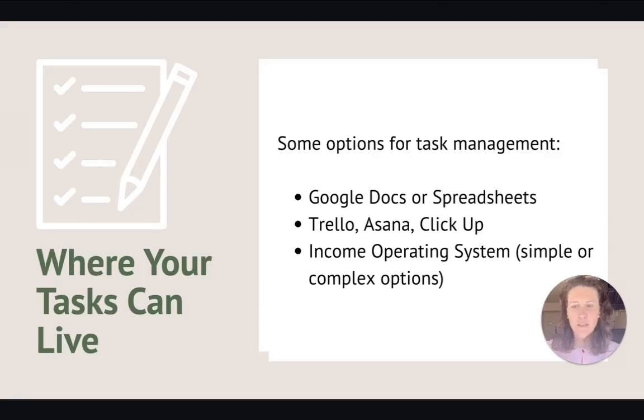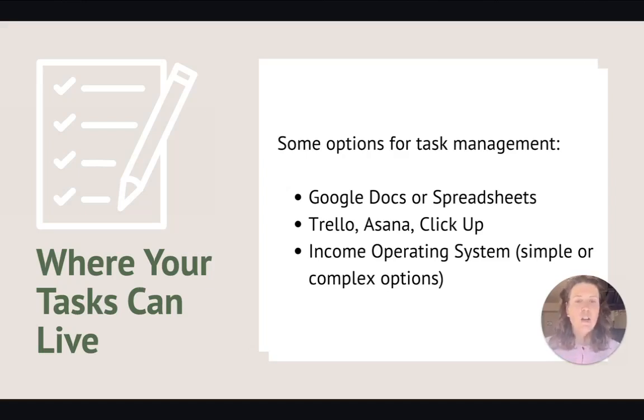Okay, so this is where your tasks can live. Some options for task management are Google Docs, spreadsheets, Trello, Asana, ClickUp, the income operating system. We have both a simple version and a complex, more advanced option in there. ClickUp is a more advanced option that we actually integrate into the income operating system for that advanced project management, more detailed option.